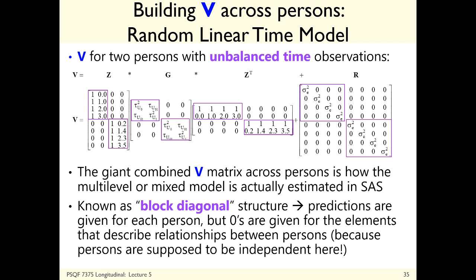Start off with Z. Each person gets their own 2 columns. So let's say the first person had their time occasions complete and balanced. The next person had 4 occasions, but they came in off cycle. The same G matrix goes into the prediction for each person. That is, we assume everybody gets the same random intercept variance, everybody gets the same random slope variance, everybody gets the same covariance. Here's Z sideways to make the math work.